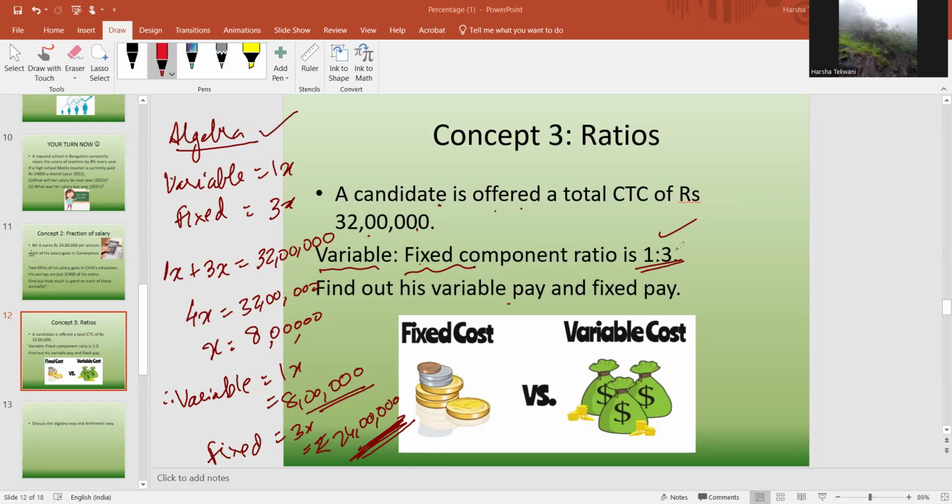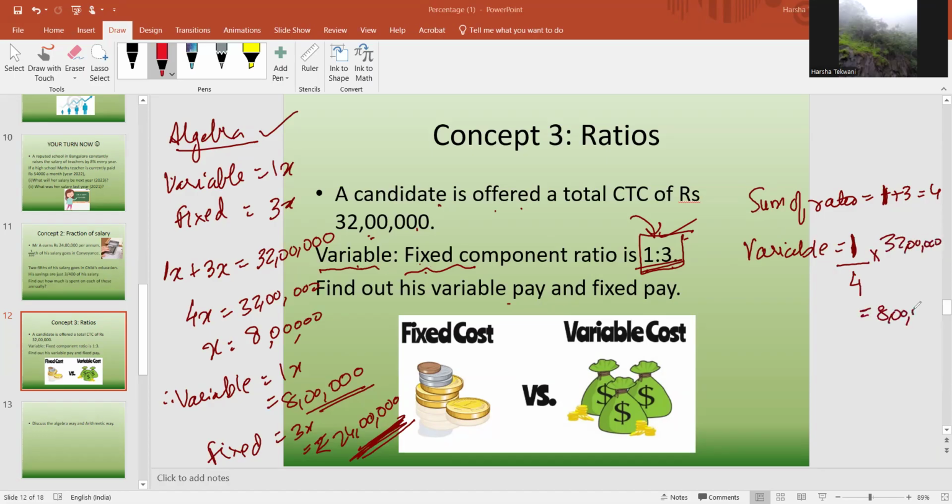Another way you can do is, see, check out the sum of the ratio. It is 1 plus 3, 4 parts. So now let's calculate the variable component. Look at the ratio. V is to F is 1 is to 3. Variable component is 1 part out of 4 parts. So what is 1/4 of 32 lakh? 1/4 of 32 lakh will be 8 lakh.